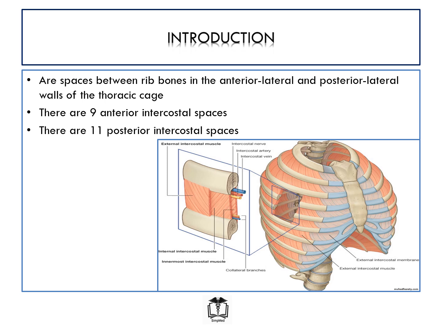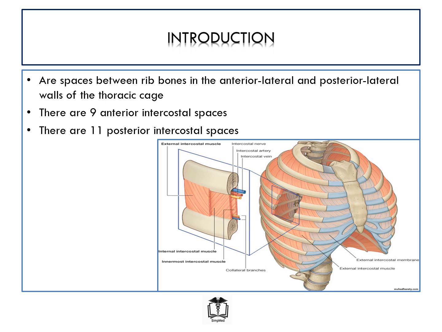Intercostal spaces are simply spaces that tend to lie between ribs. They tend to span the entire length of the thoracic cage. They are found on the anterior and posterior aspect of the thoracic cage, anterolaterally and posterolaterally.